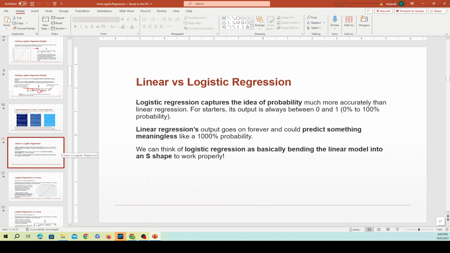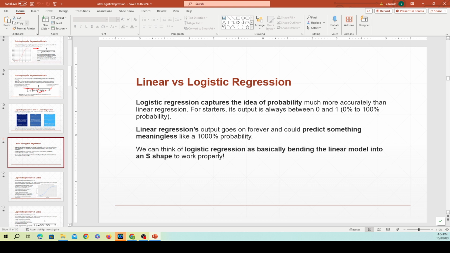Logistic regression captures the idea of probability much more accurately than the linear regression. For starters, its output is always between 0 and 1, which is what the probability should be. A linear regression output goes on forever. It could predict something meaningless like 1,000% probability. That does not make any sense. And then we can think of a logistic regression as basically bending the linear model into the S shape of a probability.